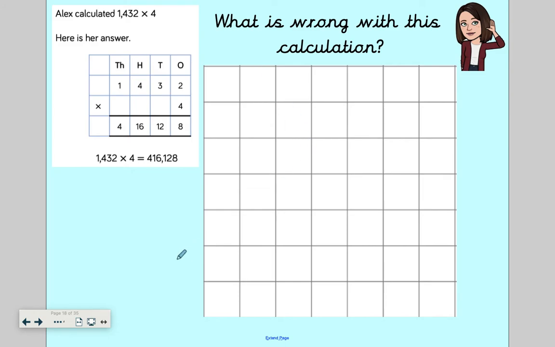Here we have another calculation again. So we can see that Alex has calculated 1,432 and she's times it by 4. So her answer is here. So let's write it on here so we can work that one out.